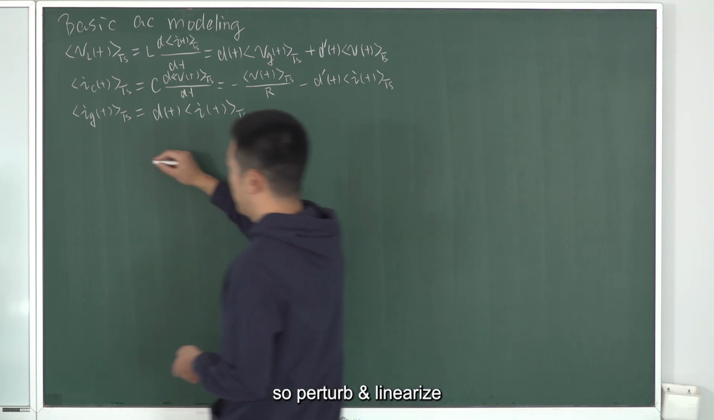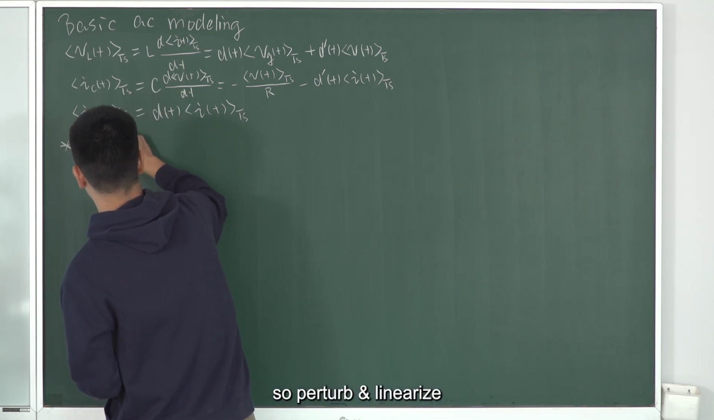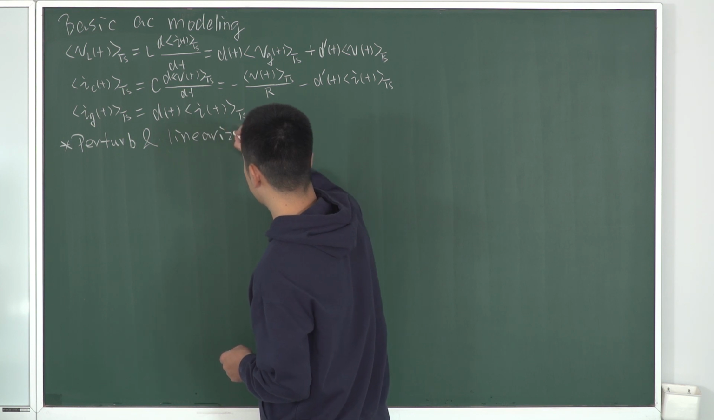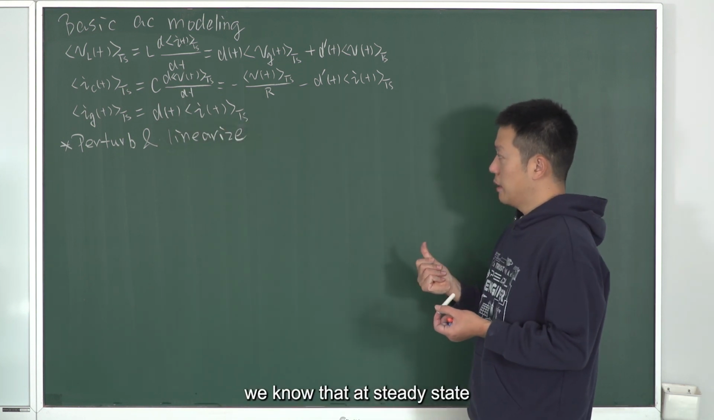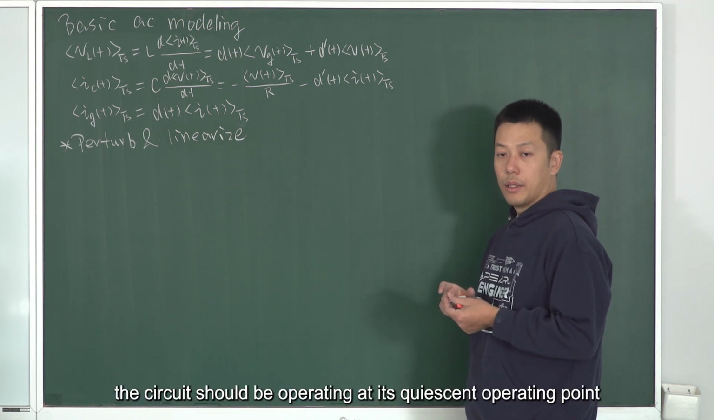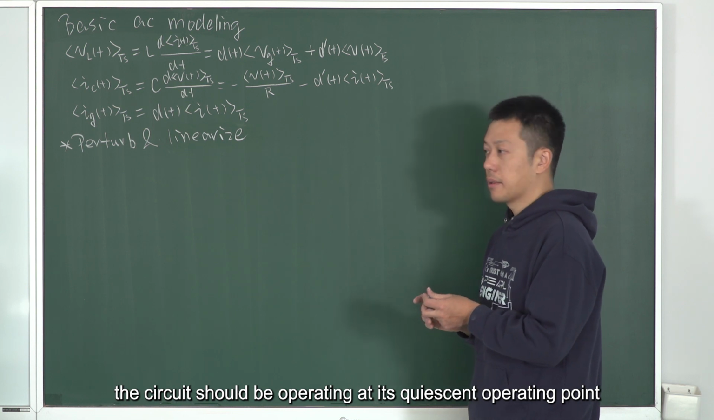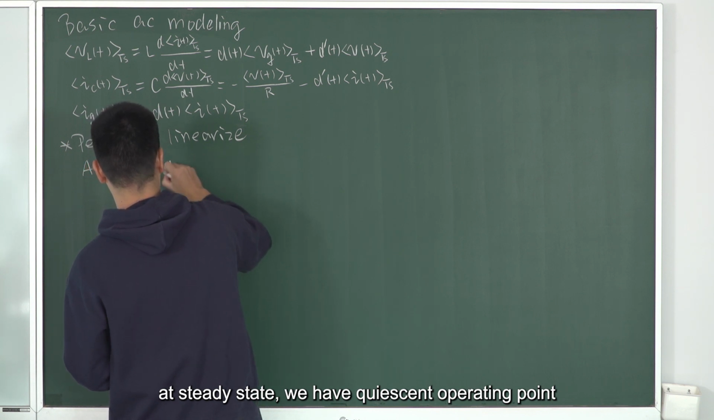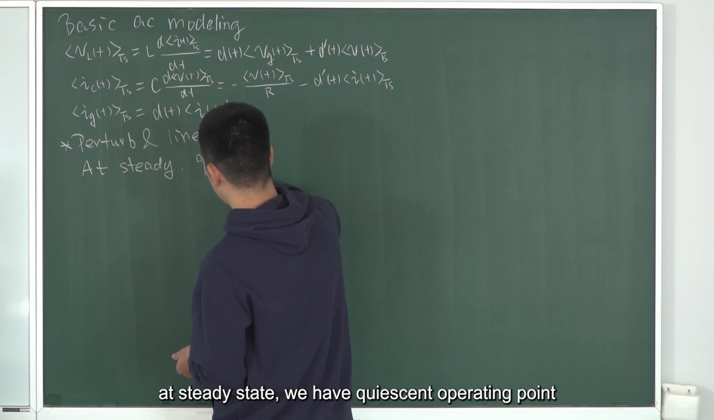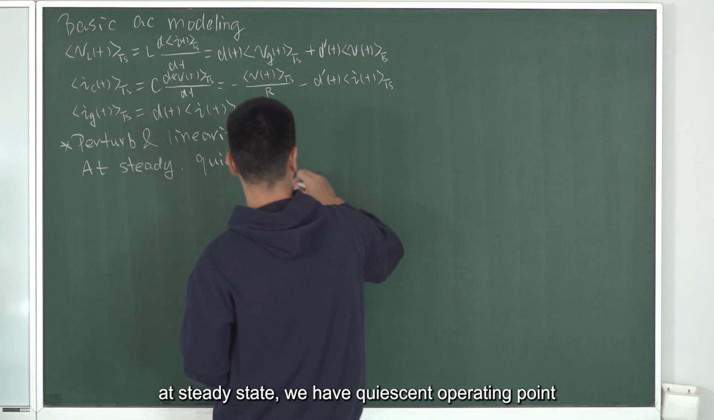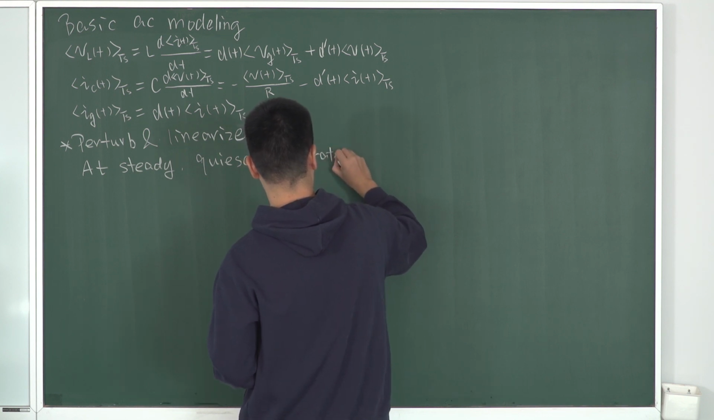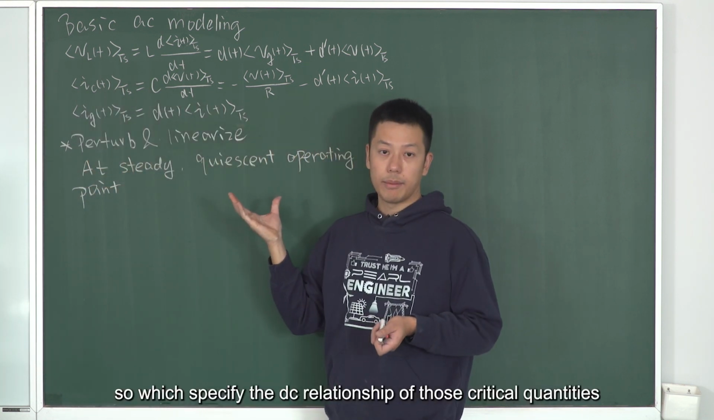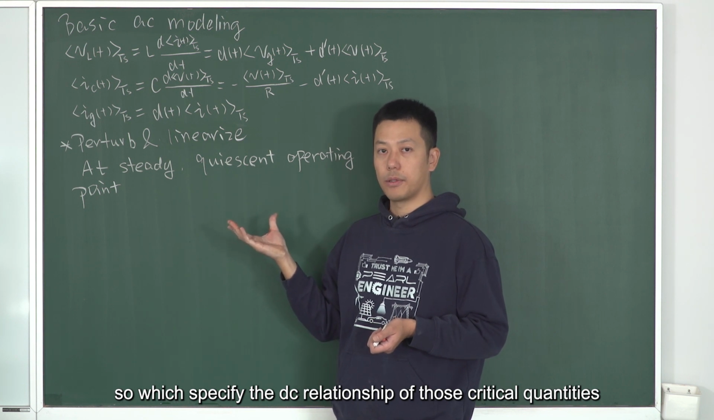Okay, now the next step is we can perturb and linearize this group of critical equations for the buck-boost converter. We know that at steady state, the circuit should be operating at its quiescent operating point, which specifies the DC relationship of those critical quantities.